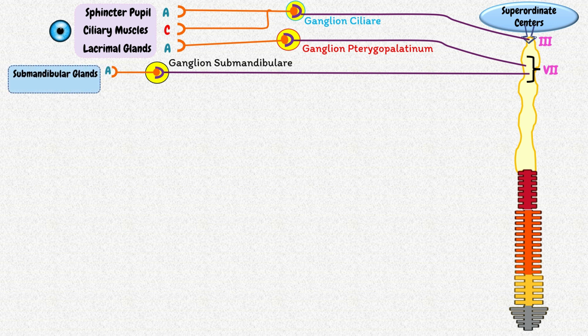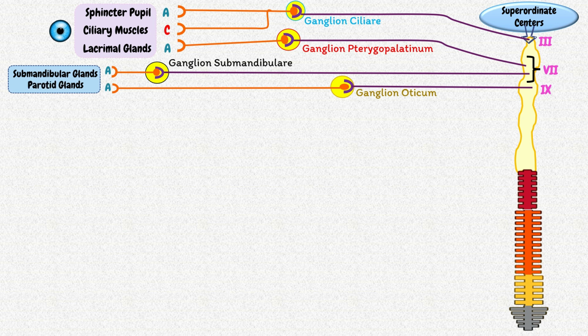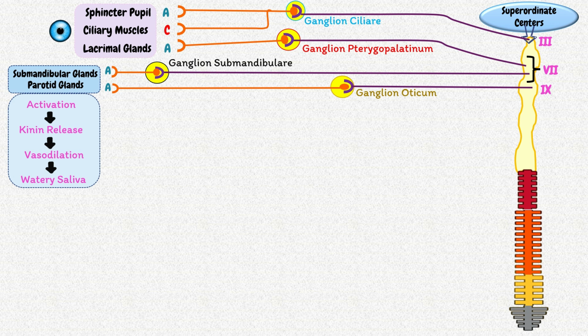In case of the glossopharyngeal nerve, or cranial nerve 9, this is the preganglionic cholinergic nerve. This is the postganglionic cholinergic nerve. This is the ganglion oticum. So it causes activation of the parotid gland. But what is the result of activation of the submandibular and parotid glands? Activation of these glands causes kinin release, then vasodilation, and then secretion of watery saliva.